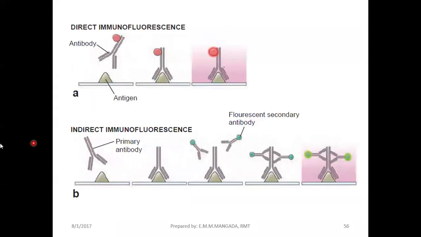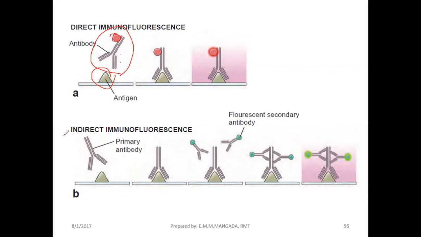Okay. So again, this is your direct and your indirect immunofluorescence. Okay, so let's just have a review. Guys, tandaan nyo, sa direct immunofluorescence, we only have single antibody and we call this your primary antibody. Your primary antibody is directed against your antigen of interest. Your primary antibody has the label.